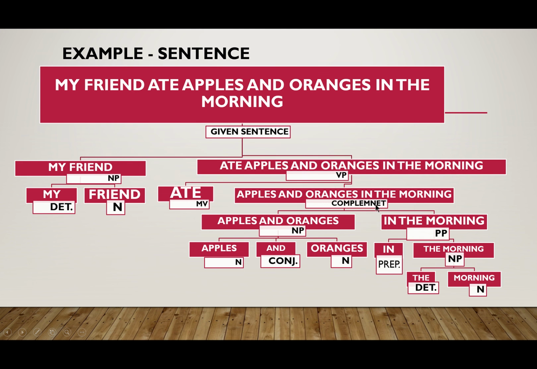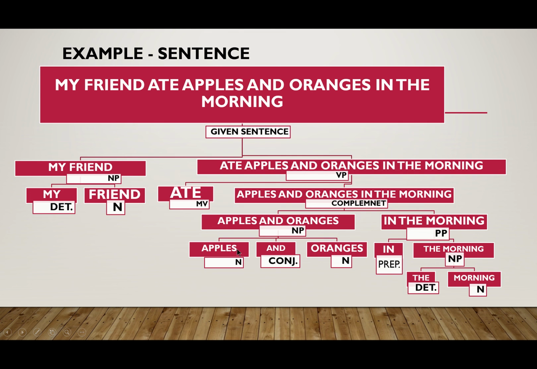Right, now this complement, I'm sorry about the spelling, complement. Now apples and oranges in the morning can be further divided into apples and oranges. They become the noun phrase, and in the morning becomes the PP, that's a prepositional phrase. So we leave the PP there for the time being, and we come over to apples and oranges. Now this can be divided into three because it has a conjunction in between. Okay, so we divide it into apples and oranges. So apples will be noun and will be a conjunction.